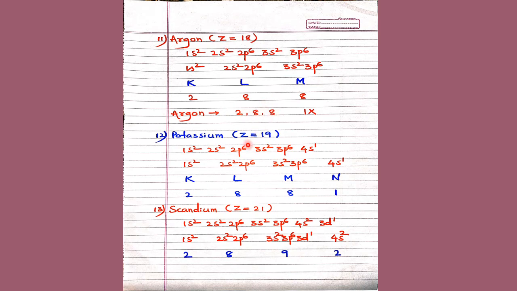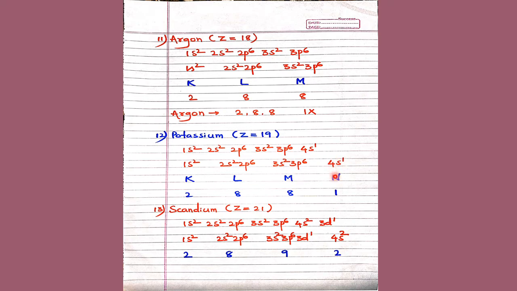Potassium, atomic number 19: 1s2 2s2 2p6 3s2 3p6. The next level is 4s1; up to here is 18. The 19th electron will enter the 4s orbital, so 4s1. Now I have arranged this again in the K element type. So this is K, n equal to 1; n equal to 2 is the L shell; n equal to 3 is the M shell; and for this s orbital, n equal to 4, it goes to the N shell.